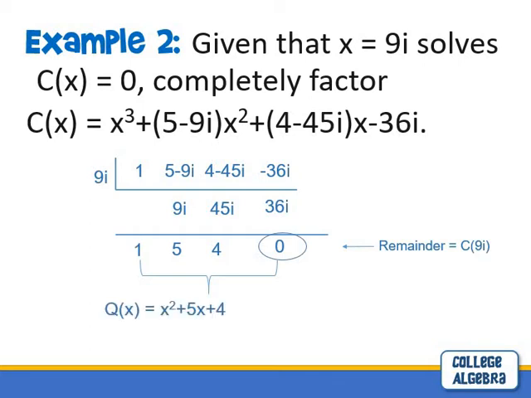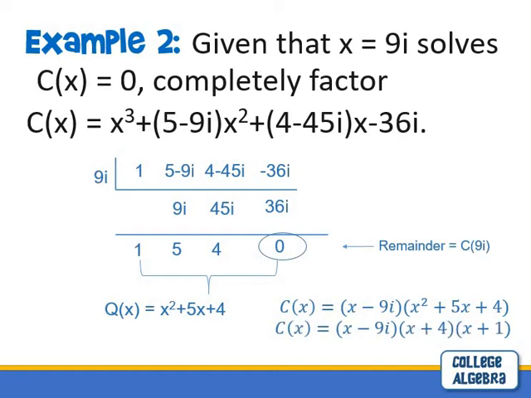Our quotient is x squared plus 5x plus 4. So we have factored our polynomial into the linear term with the complex root, x minus 9i, times this quadratic with real coefficients, x squared plus 5x plus 4. And that's quadratic, and we can factor it one more step. 4 times 1 would be 4, and 4 plus 1 is 5, so we can factor that into (x minus 9i) times (x plus 4) times (x plus 1). The question just said to factor, but if we wanted the zeros, they would be 9i, negative 4, and negative 1 if we set each piece equal to 0.